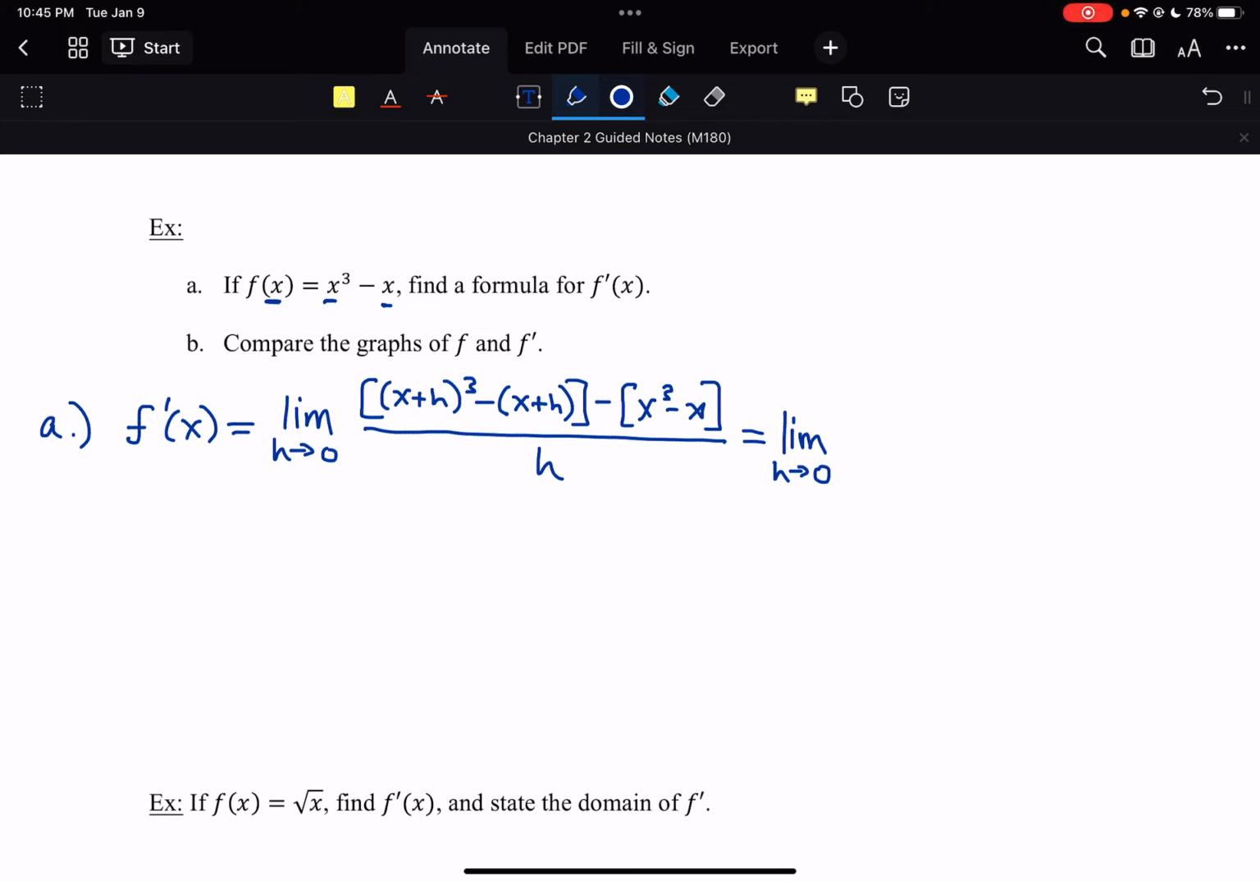Now, in order to algebraically simplify, we need to go ahead and expand all of this out. So we're going to have a long string of terms here. The cubic is going to give us x cubed plus 3x squared h plus 3xh squared plus h cubed, minus x minus h, and then distribute this negative: minus x cubed plus x, all over h.